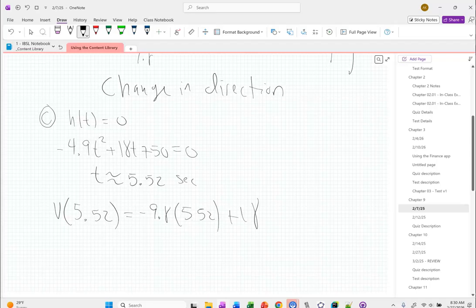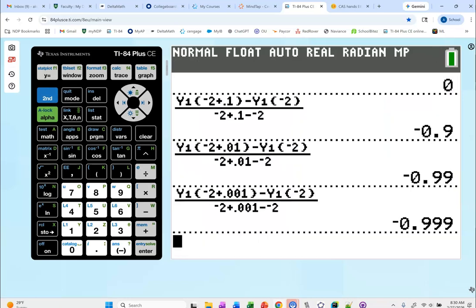Now, what kind of number should I be expecting to get here? Should this number be negative or positive? Is the ball going up or going down when it hits the ground? Down. I should expect to get a negative number here, right? Let's just plug this into our calculator and confirm that.